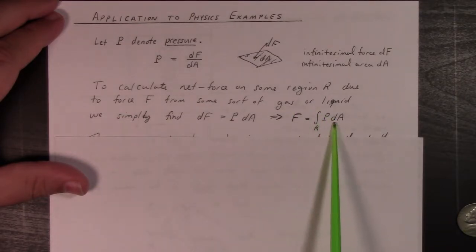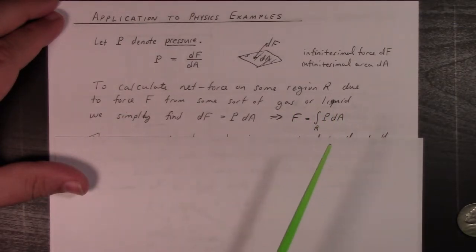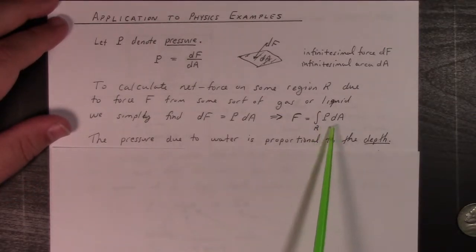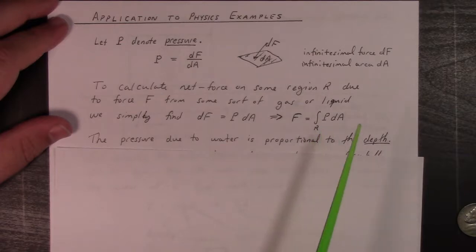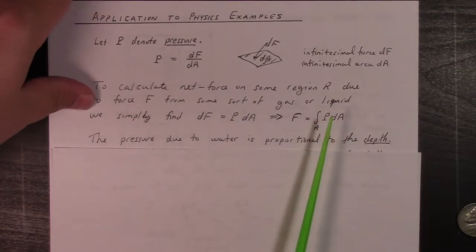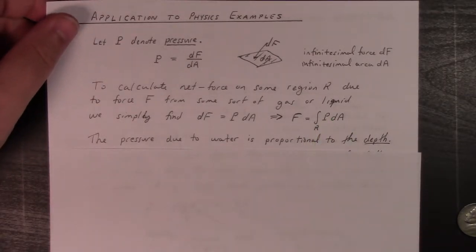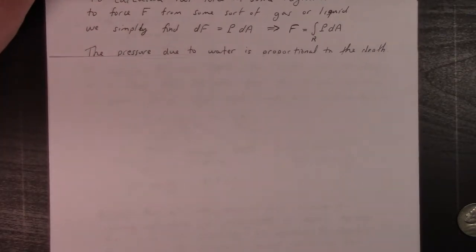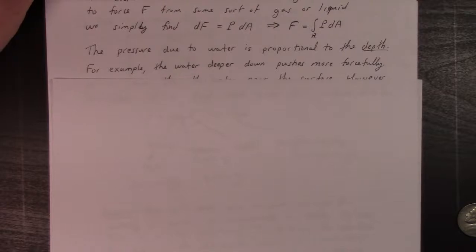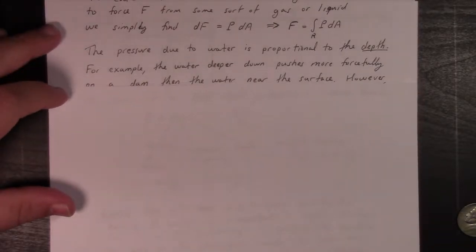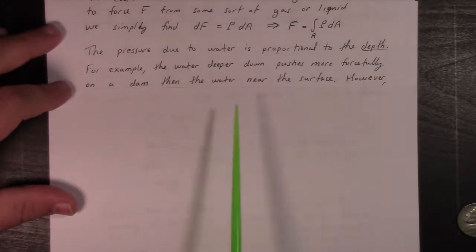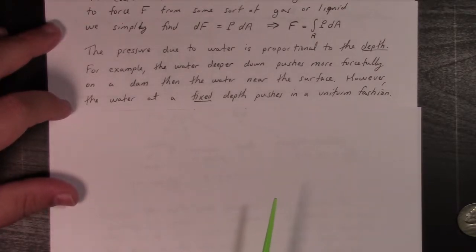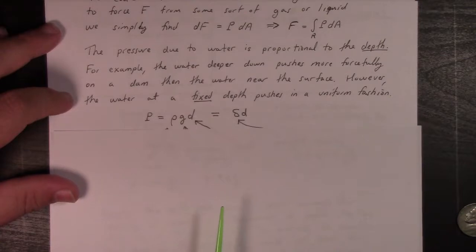Now this kind of integral we can often set up a la Calculus 2 style in terms of a one-dimensional integral. For more complicated geometries, you might need methods of Calculus 3, but here Calculus 2 will do just fine. All right, so the water deeper down pushes more forcefully on a dam than the water near the surface. However, the water at fixed depth pushes in a uniform fashion.